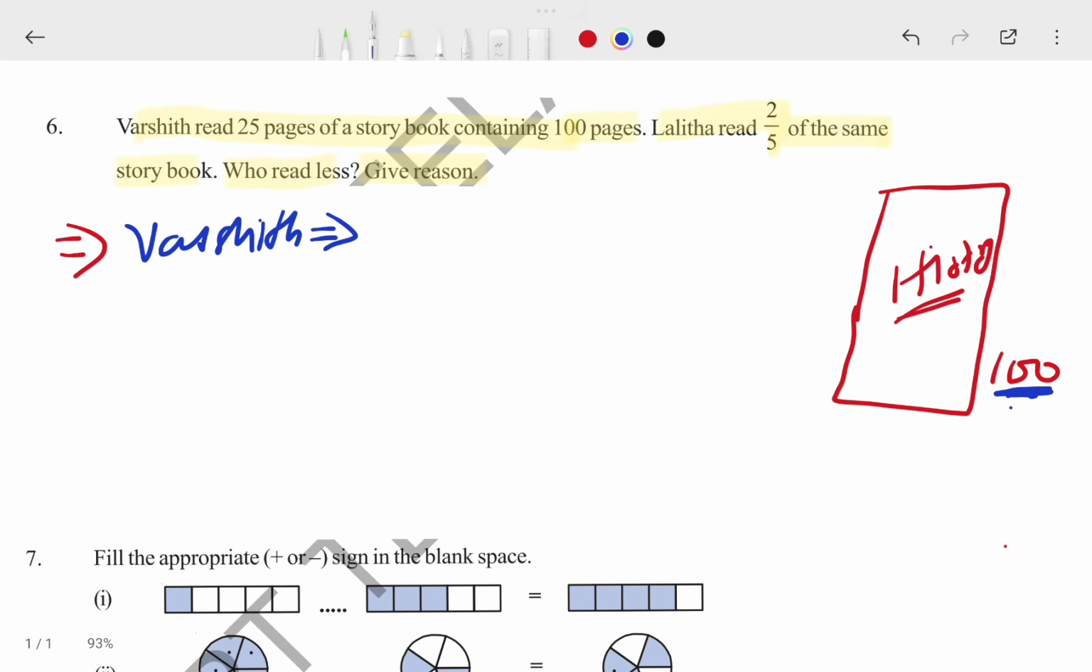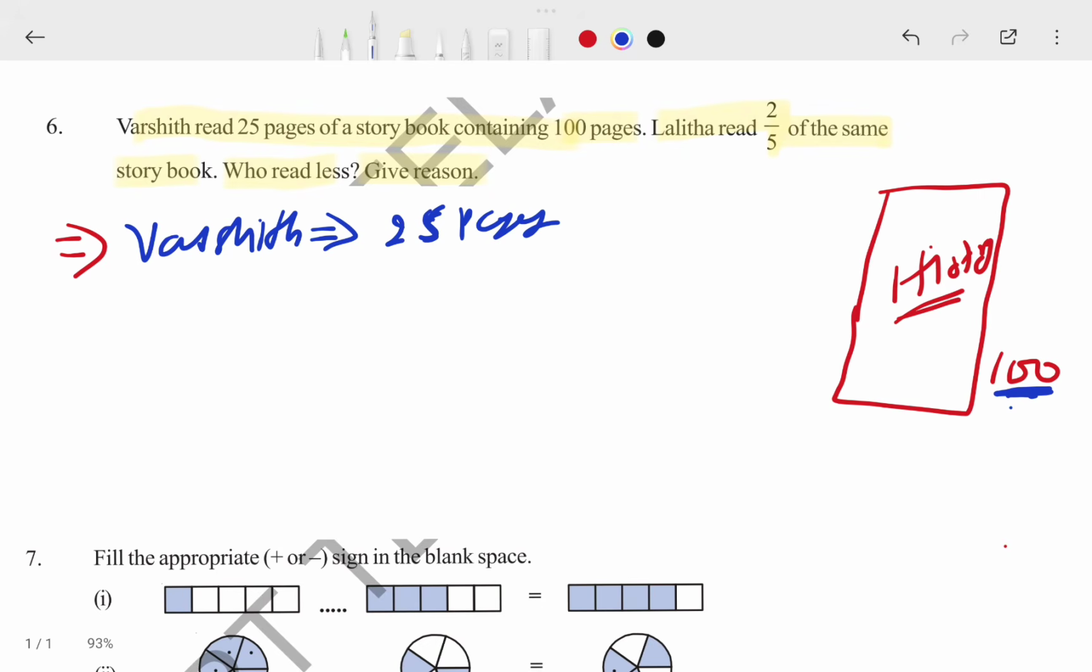One girl will come, like your friend, and say, this history book is looking very interesting, I want to read this book. You ask your friend, this is a 100 pages book, how many pages will you read? She says, I will try. So Varsita takes your 100 pages history book, starts reading, and reads only 25 pages of the history book. So Varsita read 25 pages.